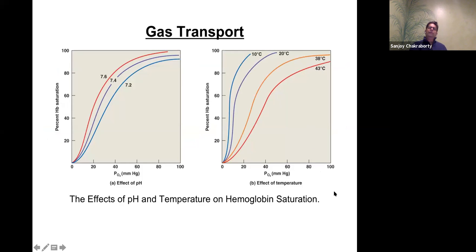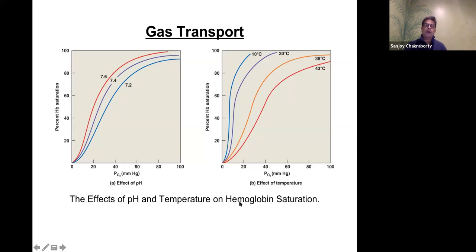Also, there are two more factors that directly influence the binding of the gas: pH and temperature. When the pH is low, the binding is low. Higher pH, binding is high. Remember, more this side is more binding, and this is more release. So lower pH, low binding; higher pH, high binding. It's the opposite in the case of temperature: higher temperature, low binding; lower temperature, more binding.